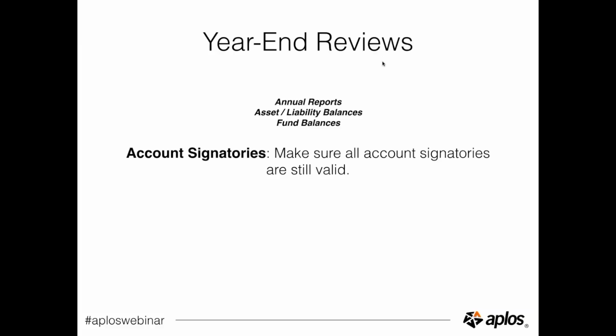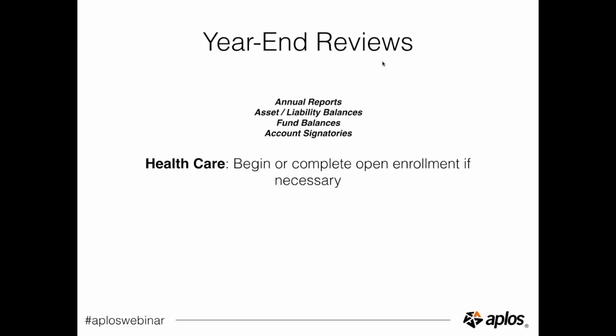So jumping off my horse there for fund balances for a minute. Account signatories: make sure that all account signatories are still valid, meaning people that have access to accounts or that can sign off on accounts or checks. Make sure that all those things are still up to date and valid. Healthcare: make sure that your enrollment is taken care of for the year, or sometimes open enrollment is in March or something like that. But just make sure that healthcare is somewhat taken care of.